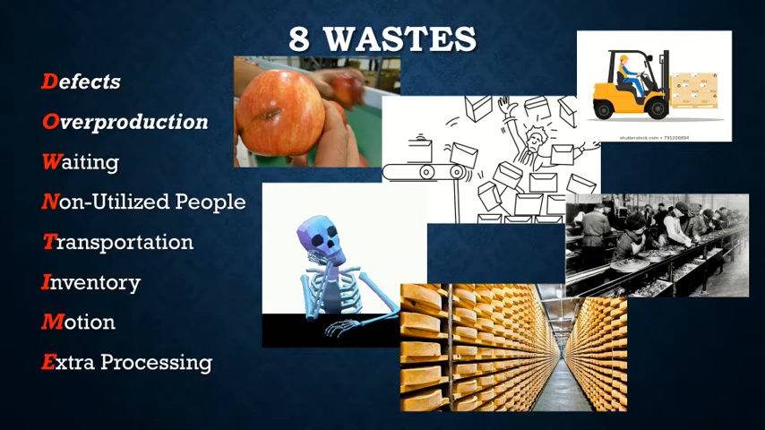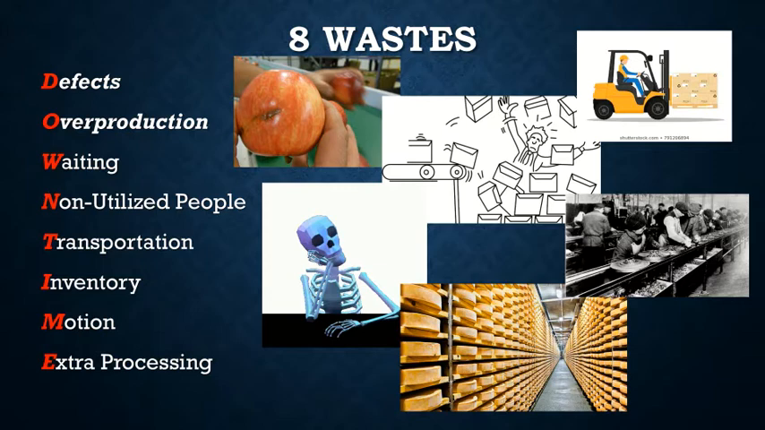So there's 8 different types of waste, and we can use the acronym DOWNTIME to describe these 8 wastes. The first is defects. So this would be like rework, or if you have held product for anything that might be wrong quality-wise. The next is O for overproduction. So this would include any time it takes to set up your work area. So if it takes you time to set it up, then that's time you're not producing.